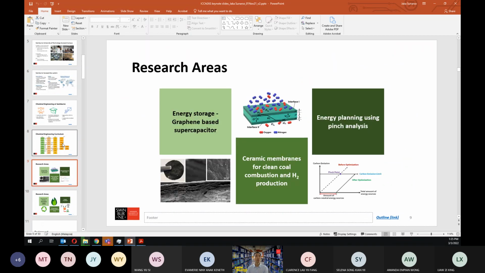I'll just talk a little bit about how in our campus we already have some of our staff, including me, doing different research areas. We have research in energy storage, which is the graphene-based supercapacitor. We also have research in ceramic membrane for clean coal combustion and hydrogen production. And your lecturer, like Dr. Howie, is doing energy planning using pinch analysis.